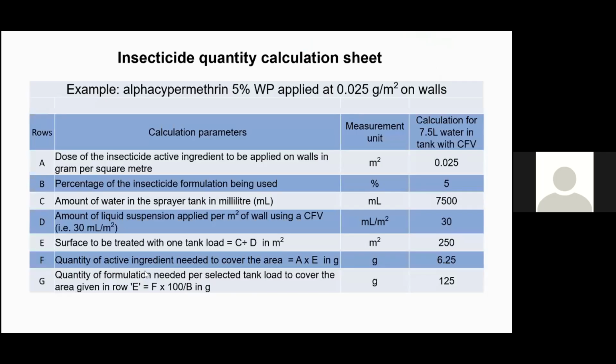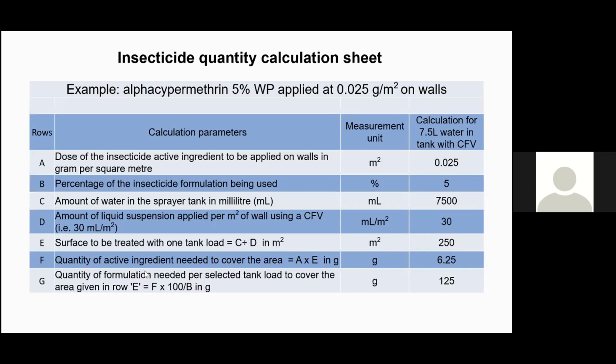Another important aspect is to calculate the exact quantity of insecticide which is required for spraying operations. One can prepare an Excel sheet. Here an example is given for the insecticide alpha cypermethrin 5% wettable powder. The dosage at which it is applied is 0.25 gram per meter square on the walls.